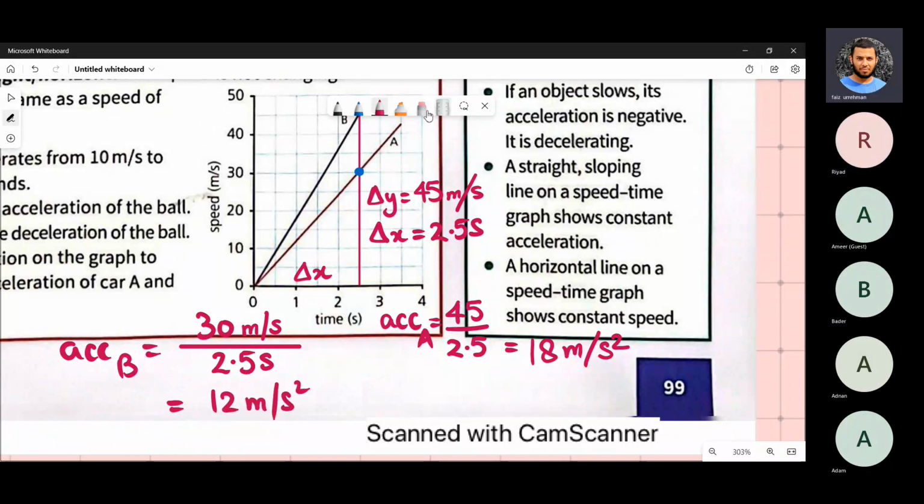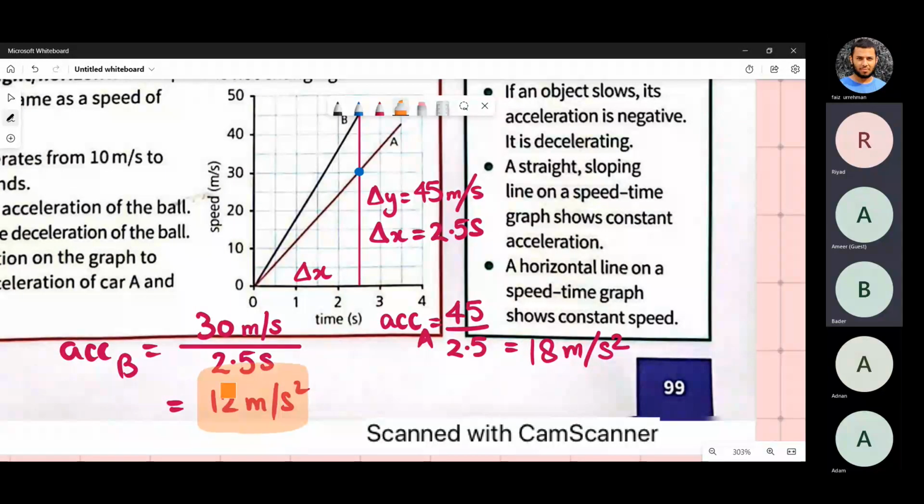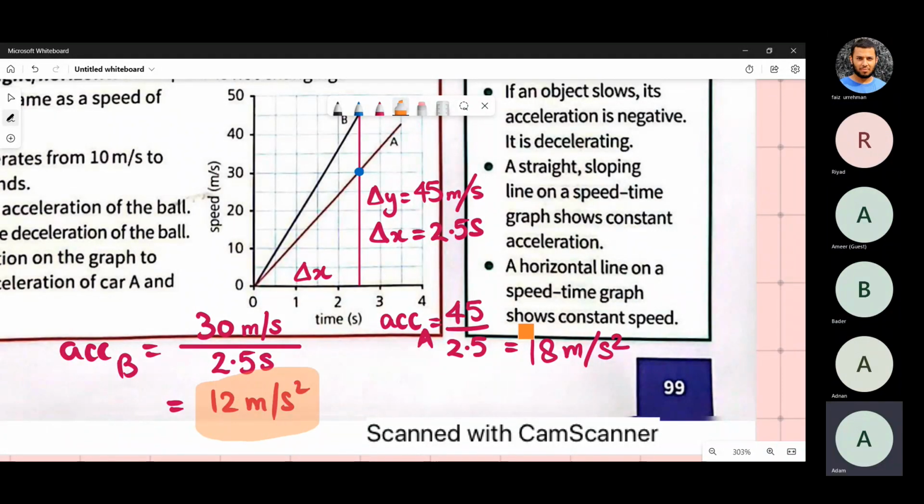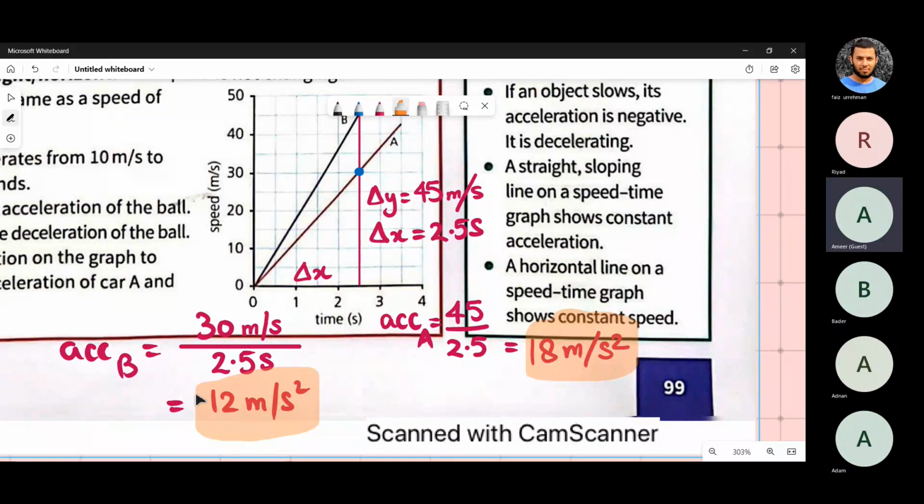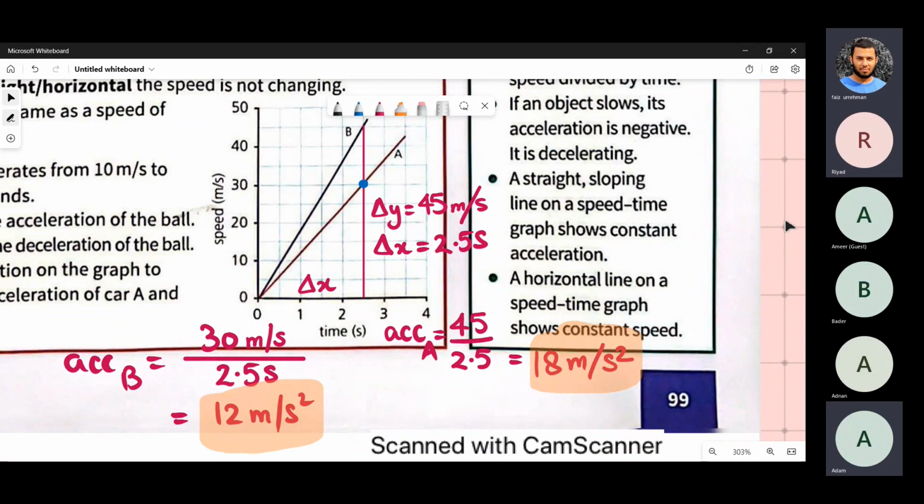So which one is bigger? Slope B. Slope of A is bigger. No, Mister, it shows in the graph that B is bigger. You switched the letters. Yes, Mister, you switched A and B. Oh, yes. I wrote A here and B here. Sorry. This is B. This is A.